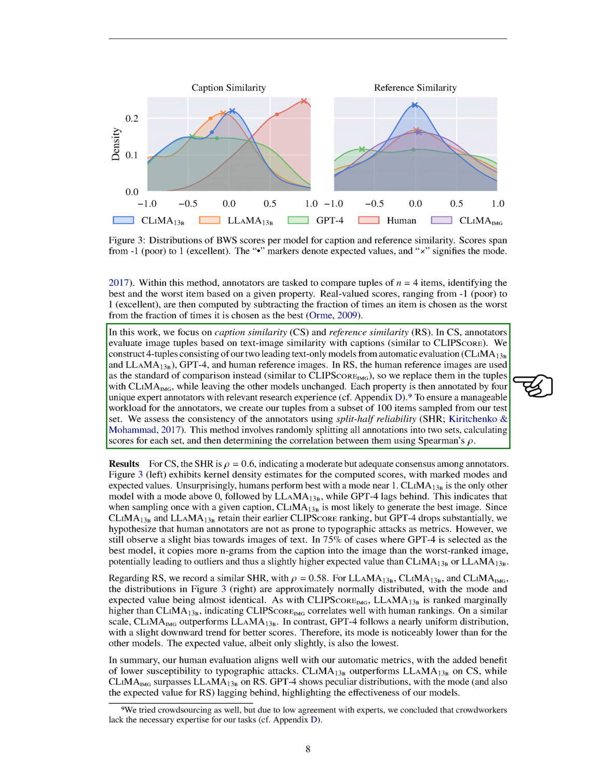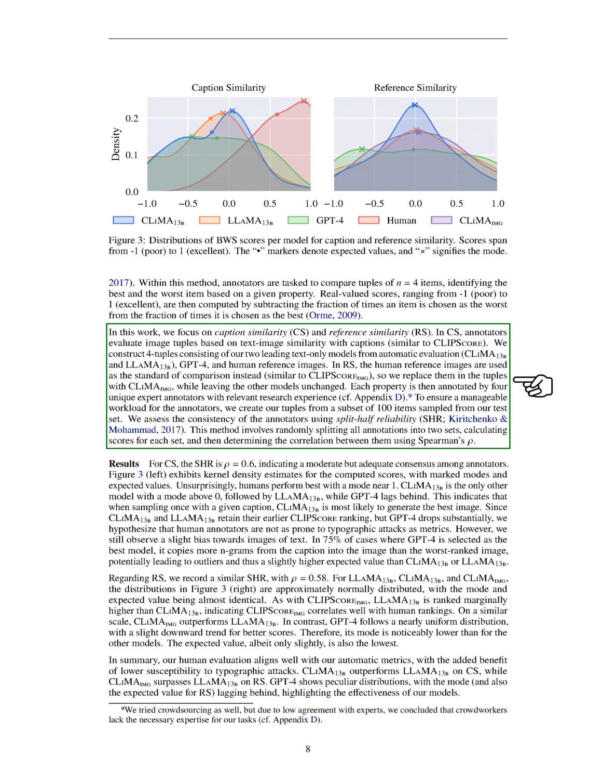Each property was then evaluated by 4 unique expert evaluators with relevant research experience. To ensure a manageable workload for the evaluators, we created our groups from a subset of 100 items sampled from our test set. We assessed the consistency of the evaluators using a method called split-half reliability. This involves randomly dividing all annotations into 2 sets, calculating scores for each set, and then determining the correlation between them using a statistical measure called Spearman's rho. The results showed a moderate but adequate consensus among evaluators.